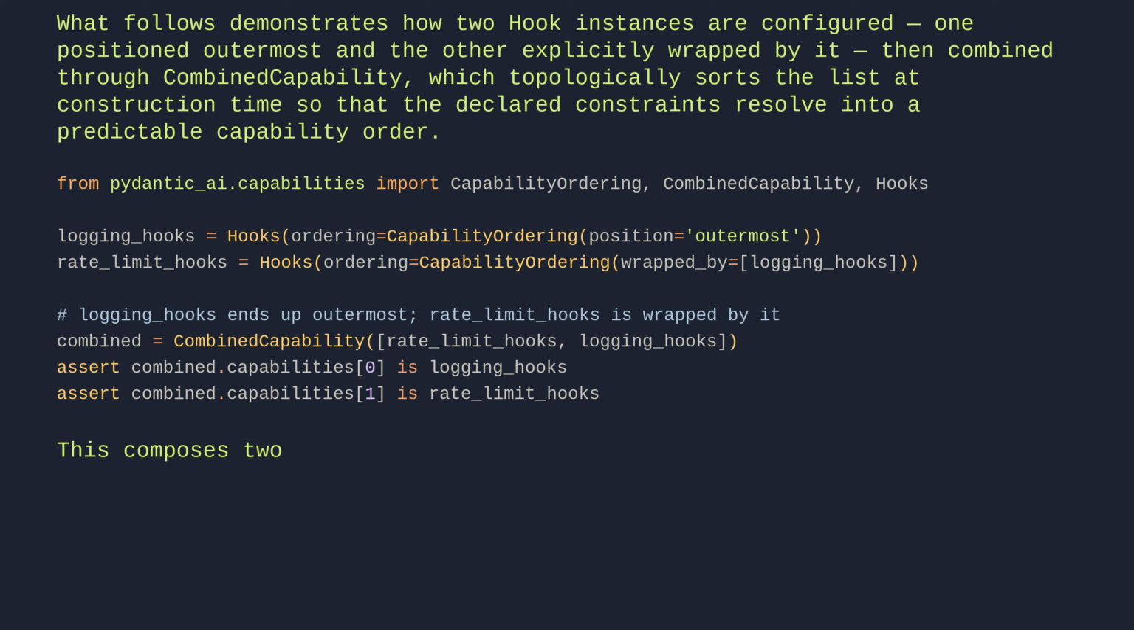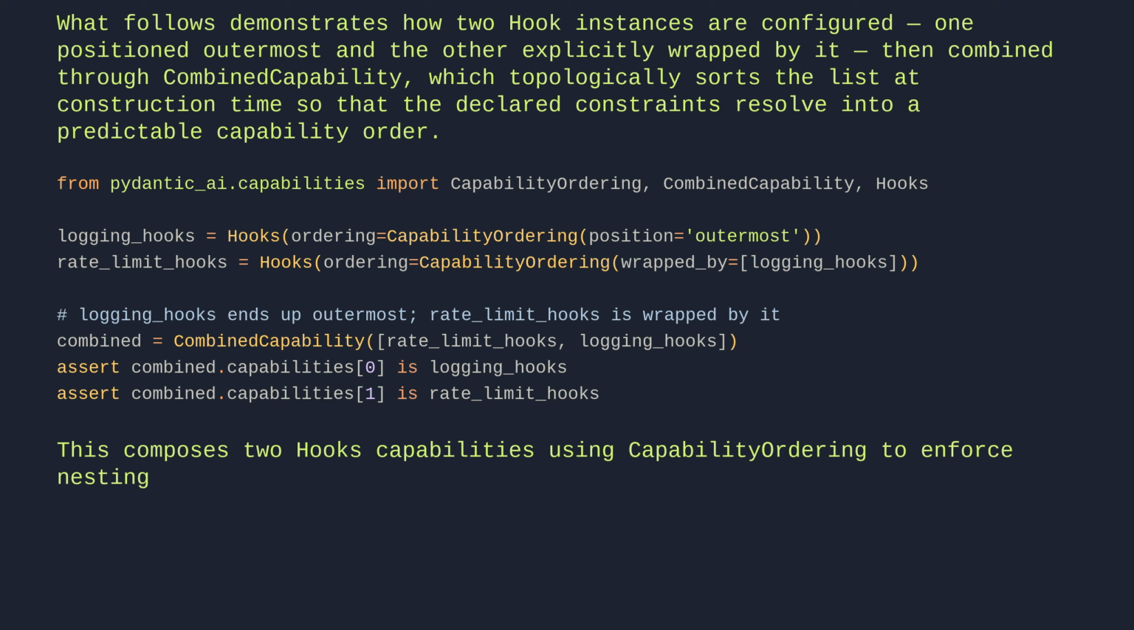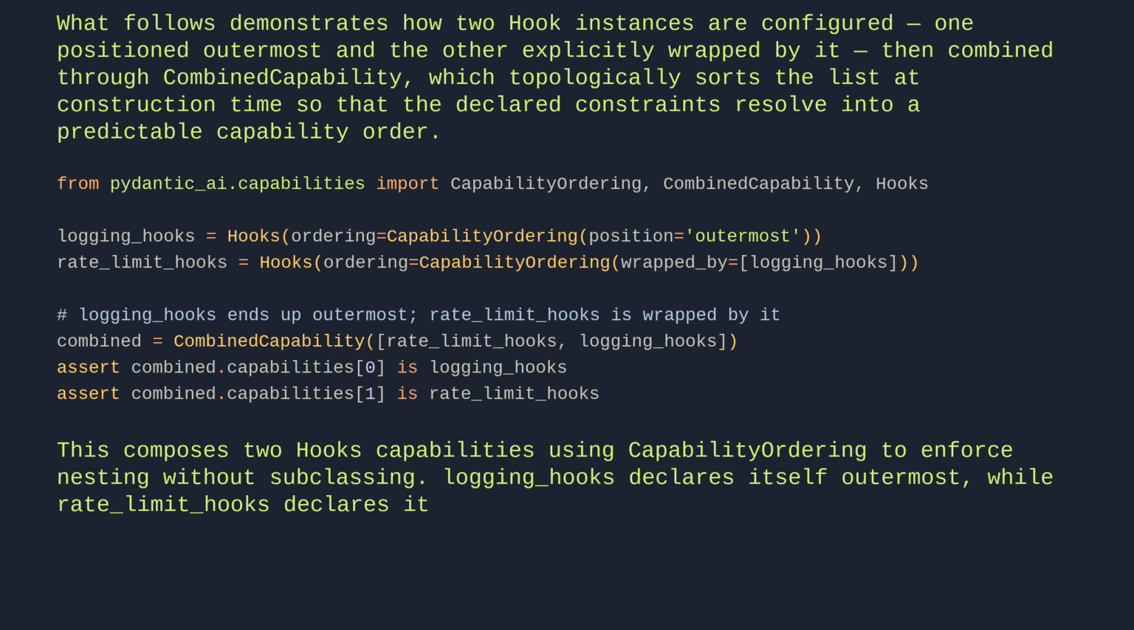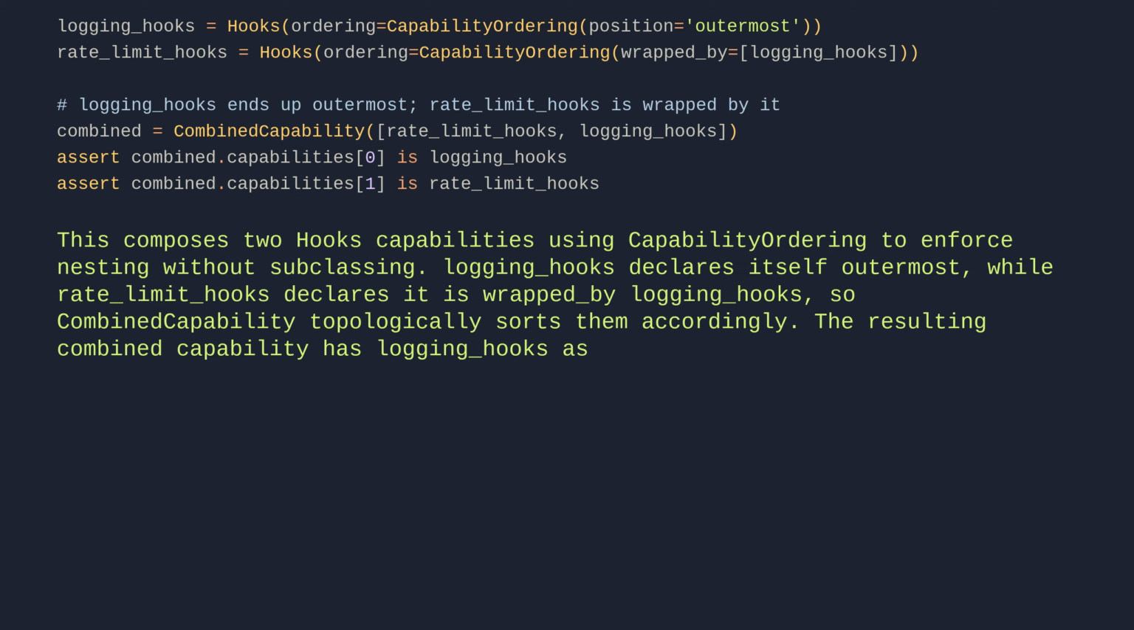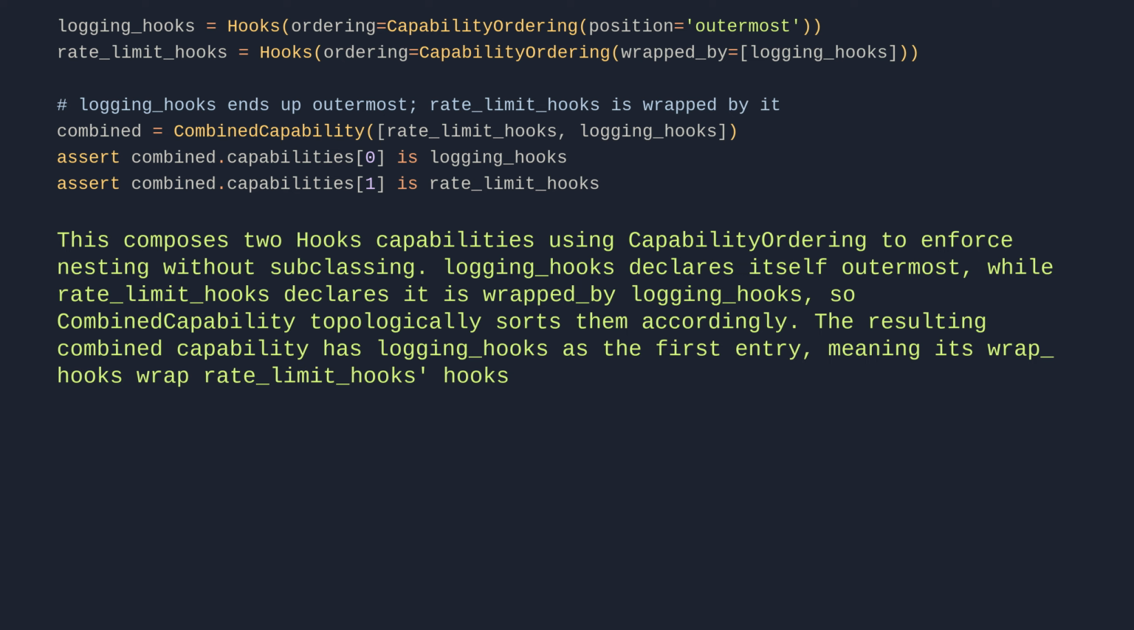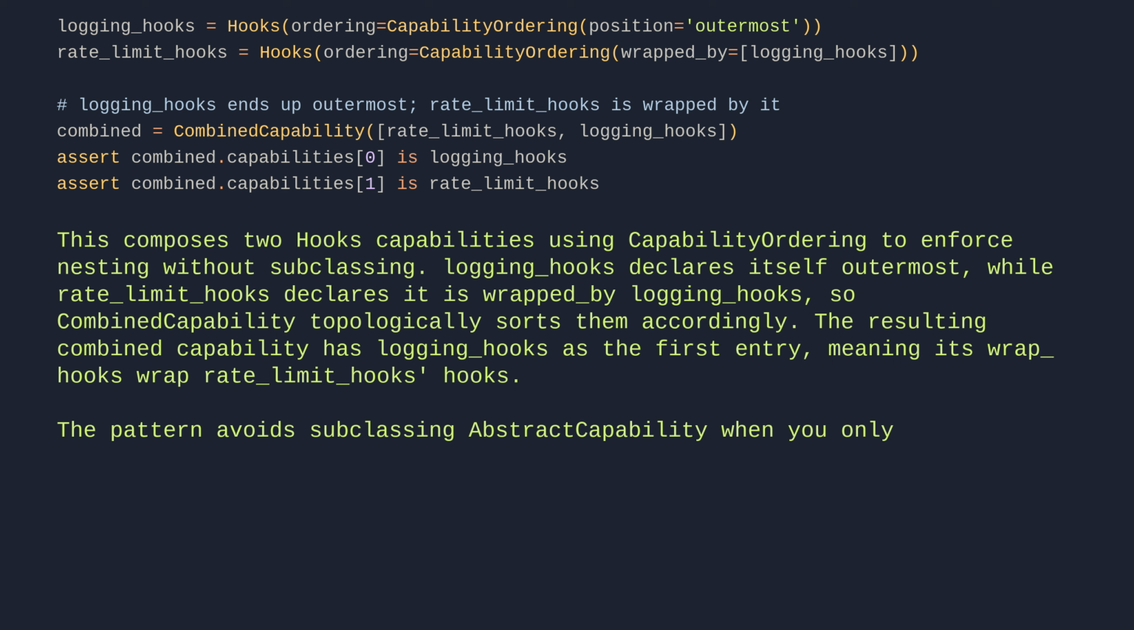This composes two hooks capabilities using capability ordering to enforce nesting without subclassing. Logging hooks declares itself outermost, while rate limit hooks declares it is wrapped by logging hooks, so CombinedCapability topologically sorts them accordingly. The resulting CombinedCapability has logging hooks as the first entry, meaning its wrap hooks wrap rate limit hooks. The pattern avoids subclassing AbstractCapability when you only need ordering constraints on lifecycle hooks.